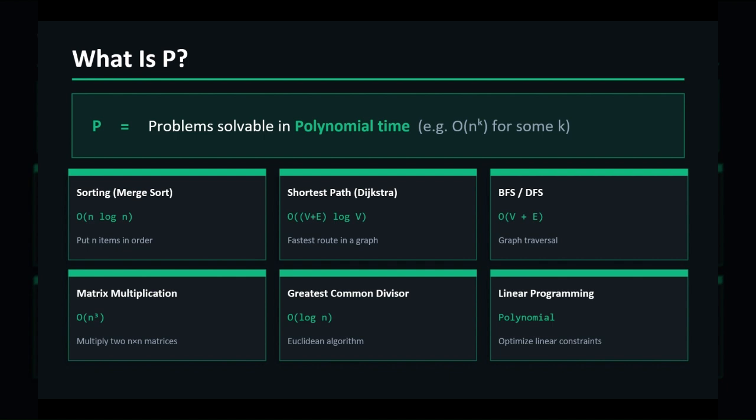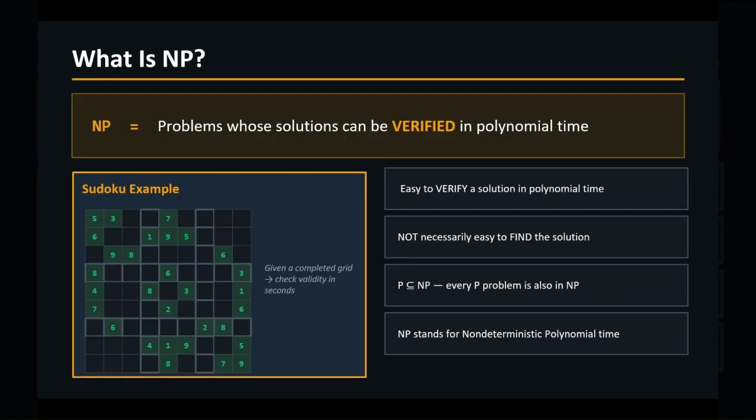P problems are solvable. But what about problems where we can't find a solution efficiently, but we can check one? That's NP. So, what is NP basically? NP stands for non-deterministic polynomial time, but the name is a bit misleading. The cleanest intuition is that NP is the class of problems where if someone hands you a solution, you can check whether it's correct in polynomial time. Not necessarily find it, but just check it.